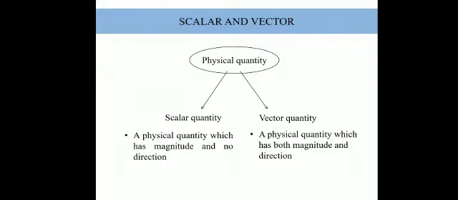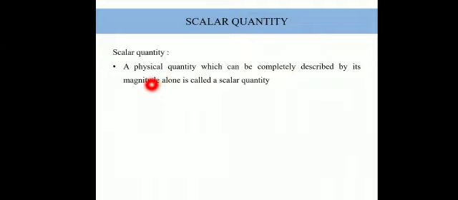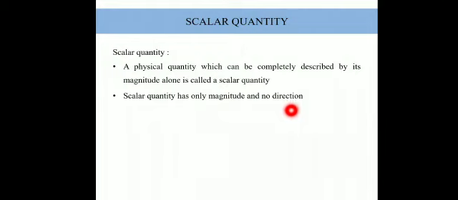Number one, a physical quantity which can be completely described by its magnitude alone. Only a value is sufficient to describe or explain the physical quantity, and it is known as a scalar quantity. So we have seen that a scalar quantity basically has only magnitude and does not require direction.